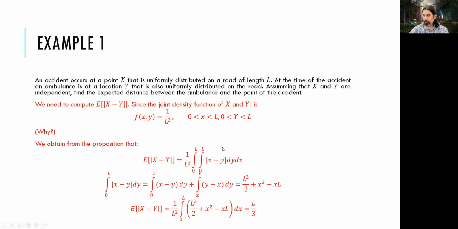Now, this L square over 2 plus x square minus x times L is just this first integration. We haven't done the second integration yet, so we have to integrate this once again for x with respect to x. So we integrate this one and we get L over 3. So at the end of the question, we see that the difference between the ambulance and the accident, the expected distance, is going to be L over 3, 1/3 of the whole road.